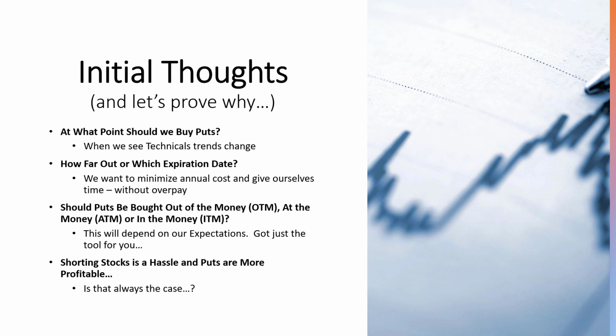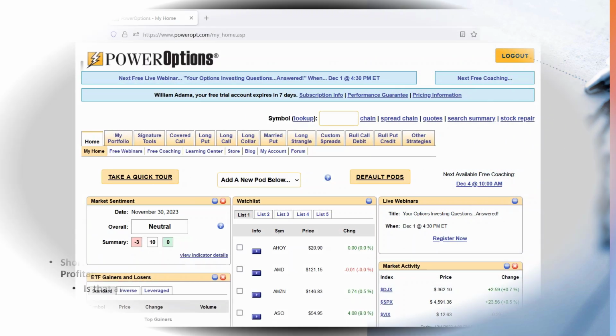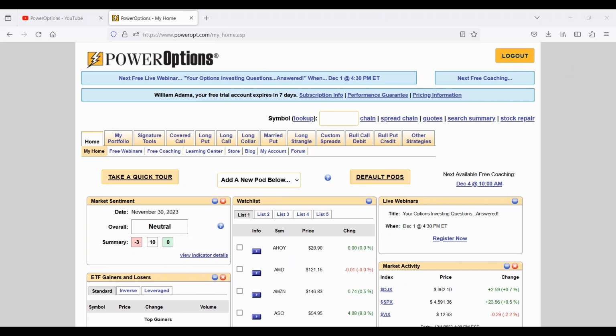Let's take a look at each of these segments using the tools in Power Options and determine what strike, what expiration dates, and when we should buy. Let's go to step one. When we see a stock or ETF that is in a downfall or we go into a bear market, at what point should we buy puts?